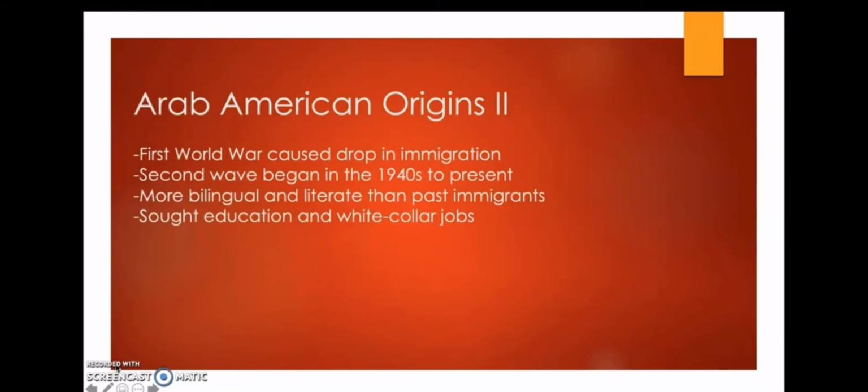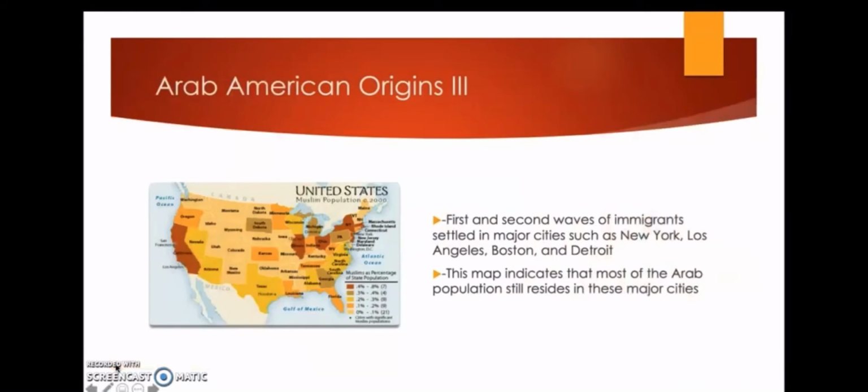It was still typical for them to settle in the major U.S. cities. This map indicates that still today, a large portion of the Arab population still resides in these major cities. As of 2019, there are an estimated 3.5 million Arabs living in the United States.